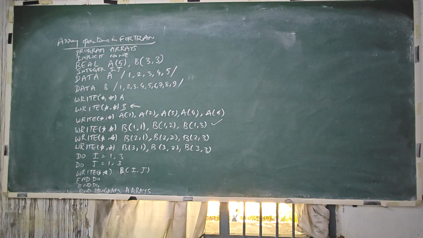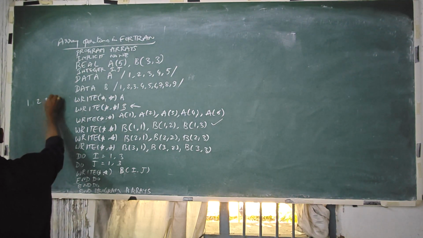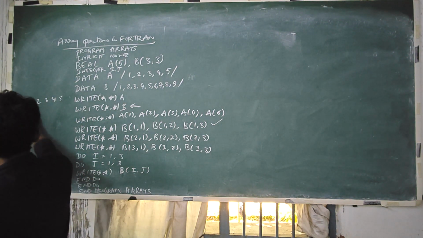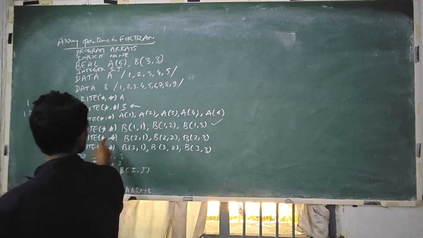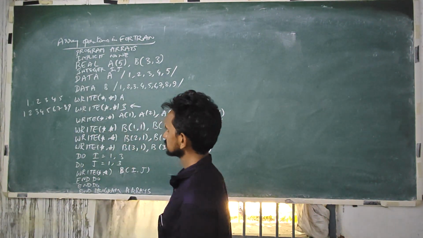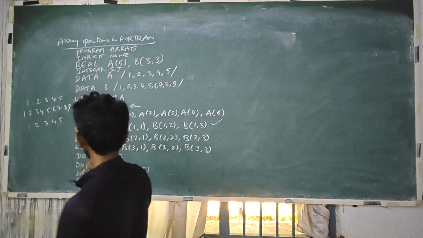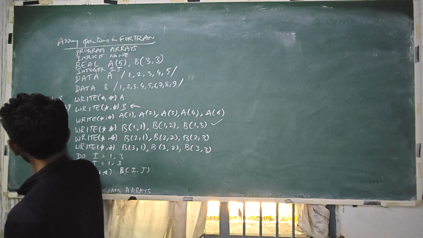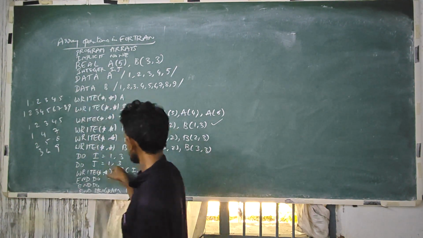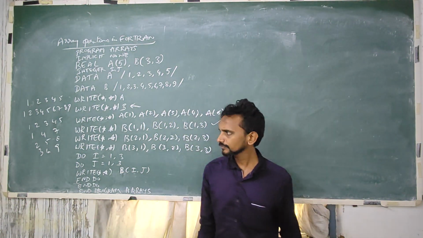So what is the output? The first line is 1, 2, 3, 4, 5. And here it is 1, 2, 3, 4, 5, 6, 7, 8, 9. And in the second case, 1, 2, 3, 4, 5. Next one is 1, 4, 7, 2, 5, 8, 3, 6, 9. And by using the do loop, what is happening?